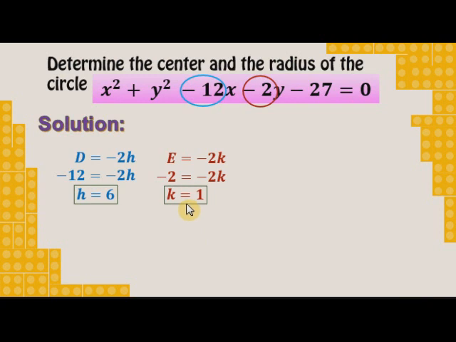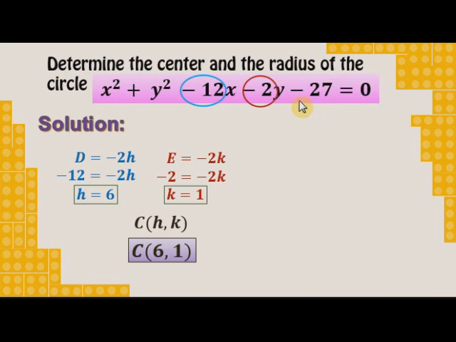Now, since we have h and k, we can have now our center. So we can have center at where? We have positive 6, positive 1, or 6, 1. I hope you get it. Okay, let's proceed now to R. How to find our R?